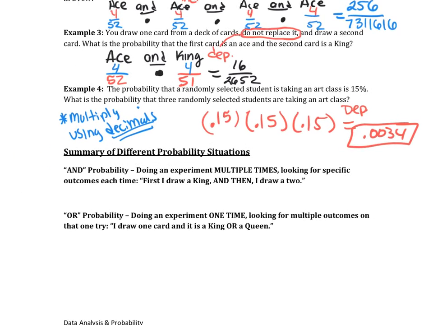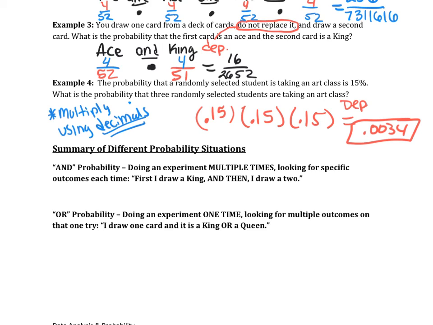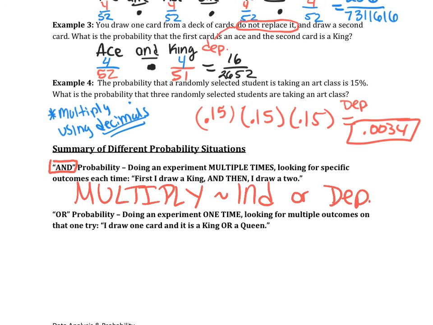Okay, so just to wrap it up down here at the bottom, again, the summary of the different probability situations. You can either have the and probability that we just talked about, which is where you're doing an experiment multiple times and looking for specific outcomes each time. First you draw a king, so you want a king first, and then you're drawing another card and you want a 2. You have specific outcomes. Whenever you have and probability, it's multiplication. And you can have either independent or dependent events. Those are your only two choices for and probability. They can only be independent or dependent.